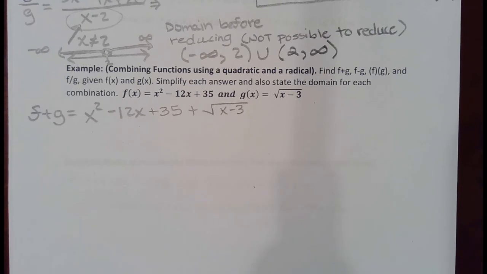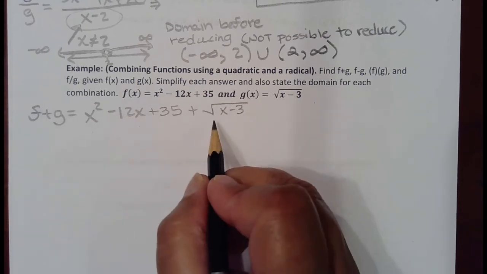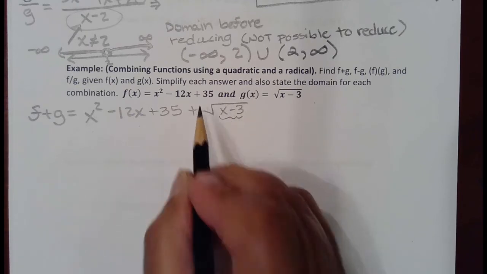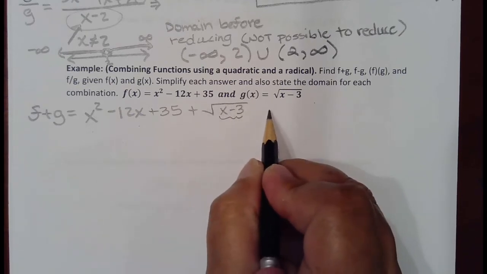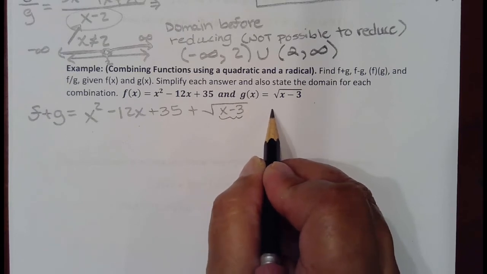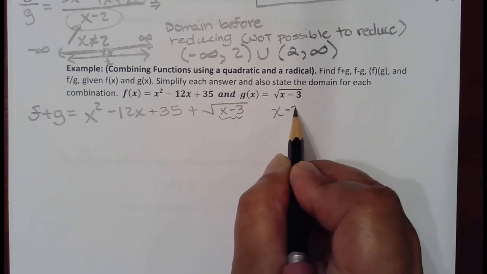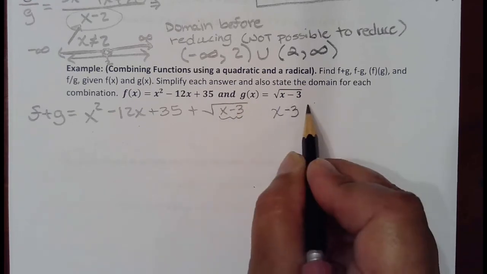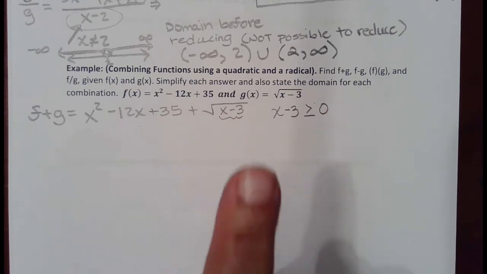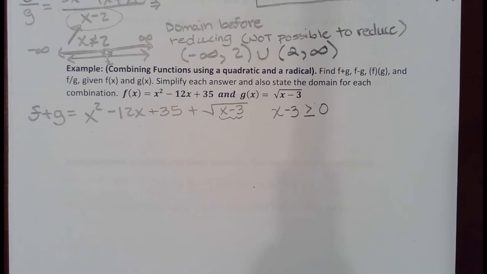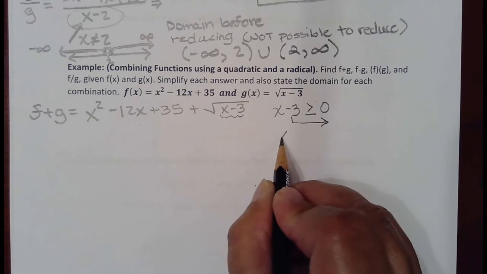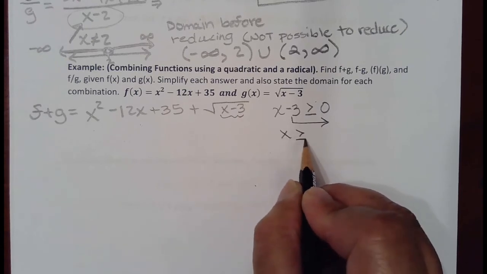We take the entire radicand and set it greater than or equal to 0. And then by solving that, you know what x can and cannot be. So to solve this, you would bring the 3 over here, resulting in x greater than or equal to 3. What does that look like on a number line? It would be 3, greater than or equal to. So you're allowed to use the number 3 or anything greater.